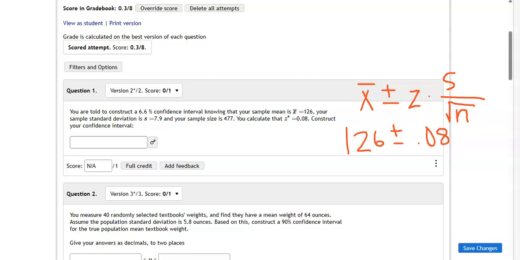And I'm assuming that's z of alpha over 2. They've put z star, so I assume that's what they mean by that, but we'll double check to make sure that this is not meant to be just z without the alpha over 2 part. We'll see. Okay, so s is 7.9, and our sample size is 477. So we'll have the square root of 477.